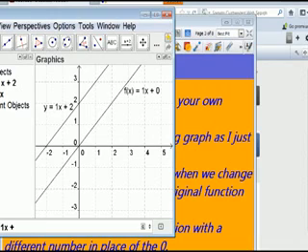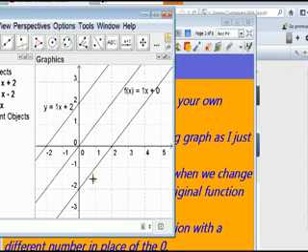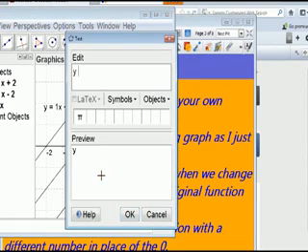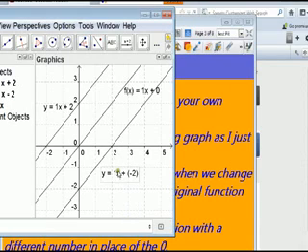Y equals 1x plus negative 2. Enter. Let's label that. Y equals 1x plus negative 2.